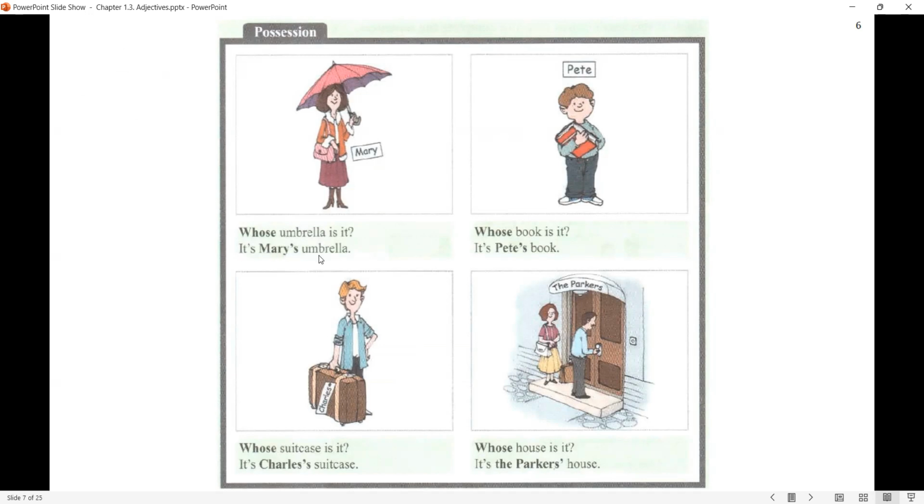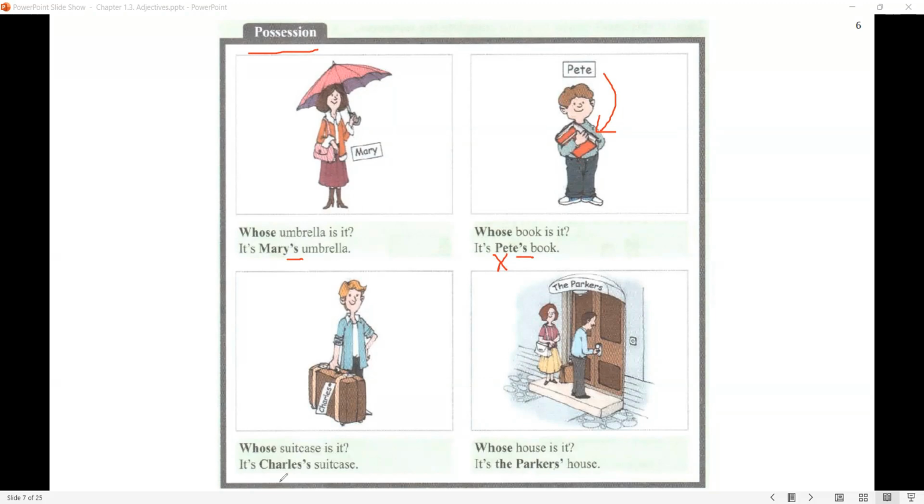I cannot say it is Mary umbrella. It is Mary's umbrella. So you need apostrophe S to show possession. Whose book is it? Here you have Pete. So Pete's book, right? It is Pete's book. You need apostrophe S because you have the name of that boy.